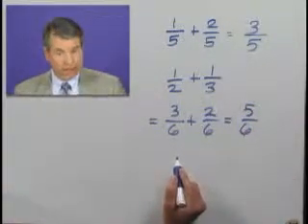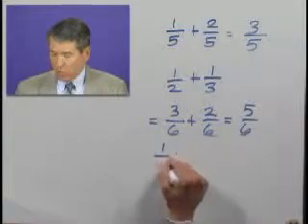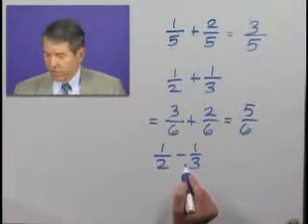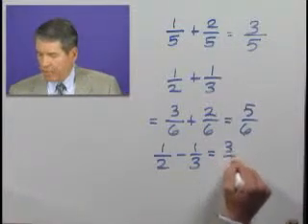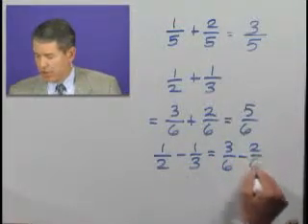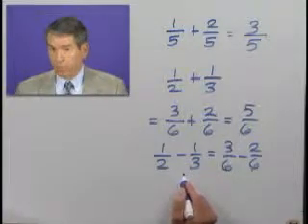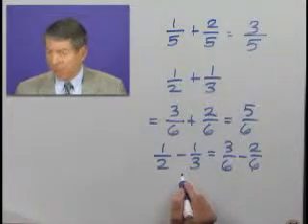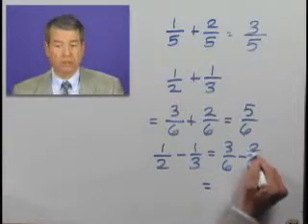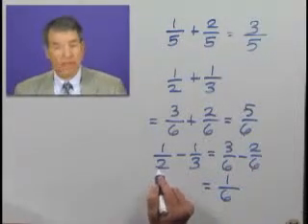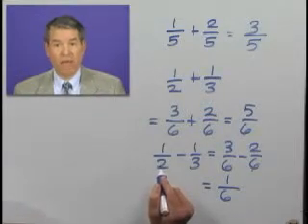If I had been subtracting these fractions, 1/2 minus 1/3, I would still convert them, 3/6 minus 2/6, and using the common denominators and the rule for subtracting fractions with common denominators, I would simply subtract 2 from 3 and get 1/6. And that's how you subtract or add fractions.